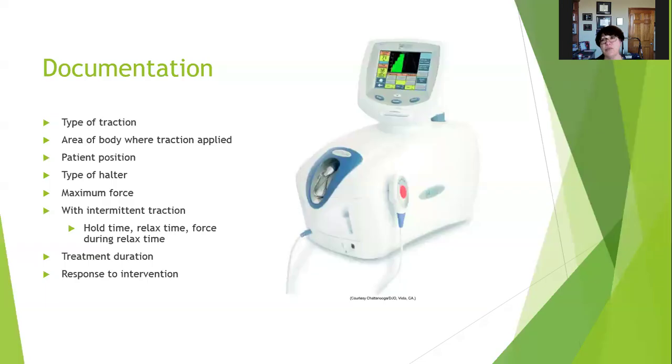You're going to document the type of traction, mechanical or manual, area of body where it's applied, patient position, prone, supine, seated, etc. Whether their spine is in flexion or neutral or extension, the type of halter, maximum force used. With intermittent traction, you put hold relax time, and usually you put like on 15 seconds, off 15 seconds, or just say on off time 15/15, or however you're going to say it. And the force during the relaxed time.